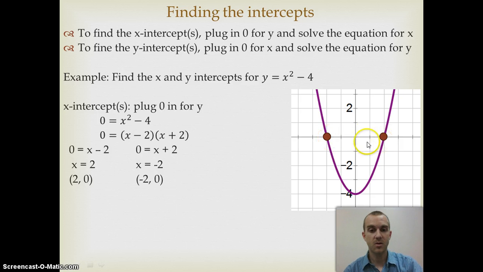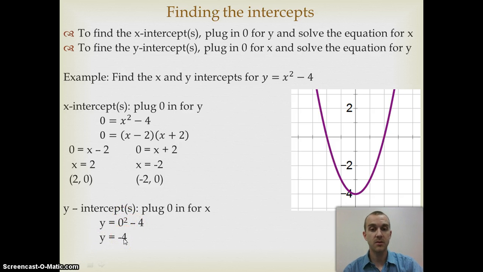And I can see that on the graph as well as what I did algebraically. When I do my y-intercept, I plug a 0 in for the x value and solve for y. So I'll plug in 0. 0 minus 4 is negative 4. So that's 0, comma, negative 4. And if I look at my graph, where it hits the y-axis, it's right here at negative 4.